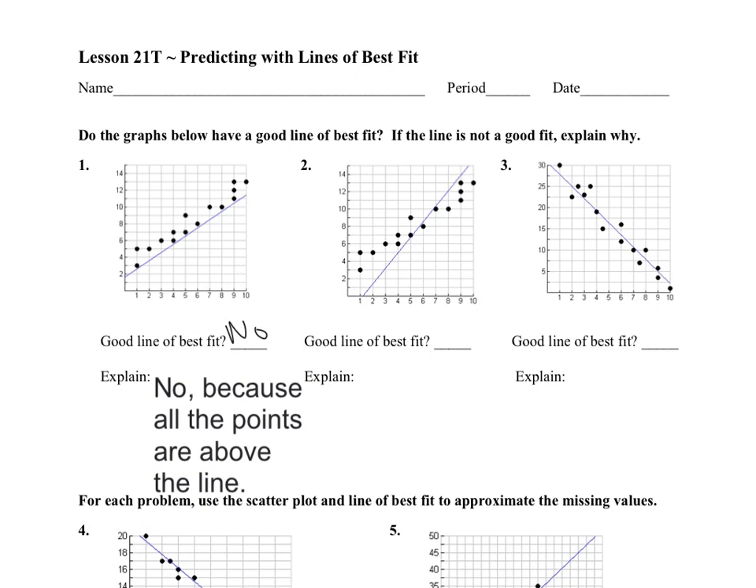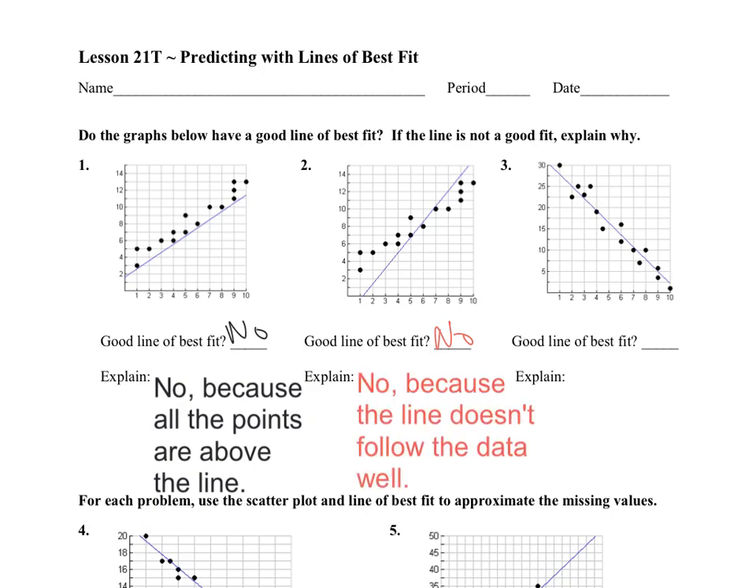So number 2, is that a line of best fit? No, it's not. Why? It's not a line of best fit because the line doesn't follow the direction of the data well. So there's your answer for number 2. No, it's not a line of best fit because the line doesn't follow the data well.